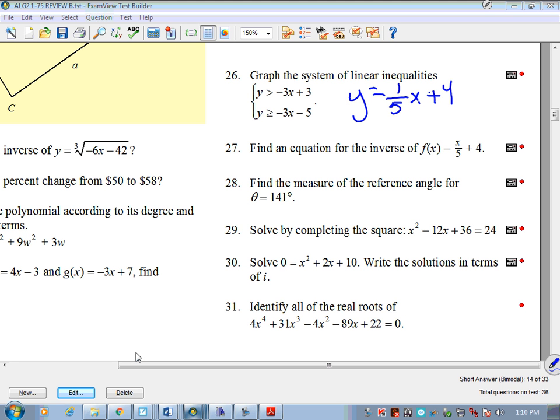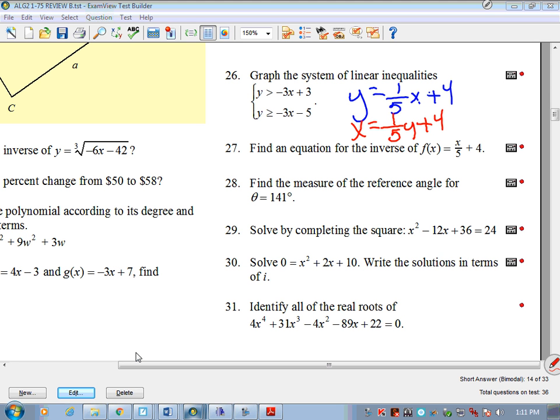If I want to find the inverse, what are my rules for finding the inverse? I have 2 rules, or a series of events I need to go through. Let me remember what the first one is. Switch x and y, okay? We'll go ahead and do that. We've got x equals 1/5 y plus 4. What's the second step? Solve for y. Solve for y. Okay, so let's go ahead and do that.